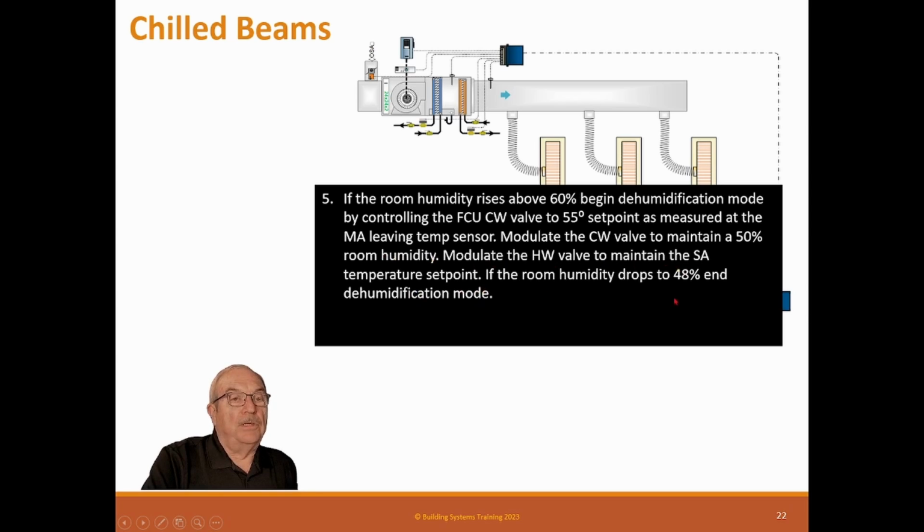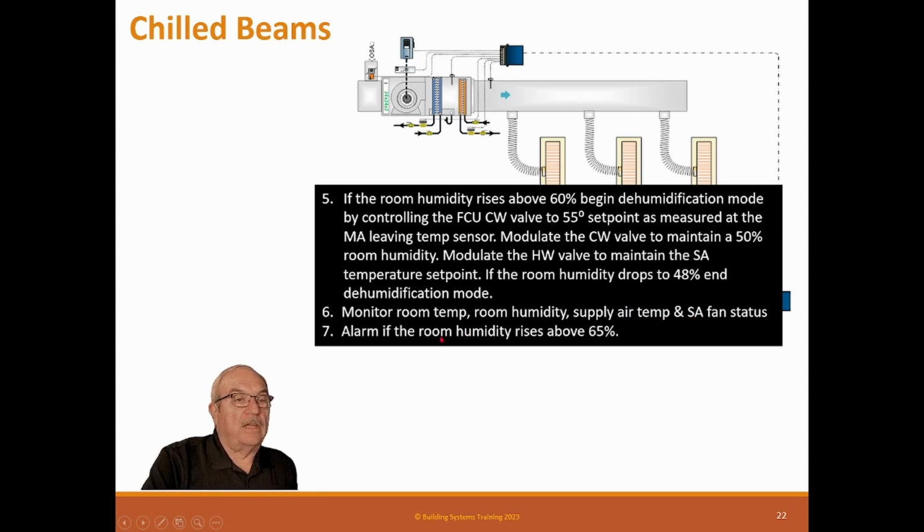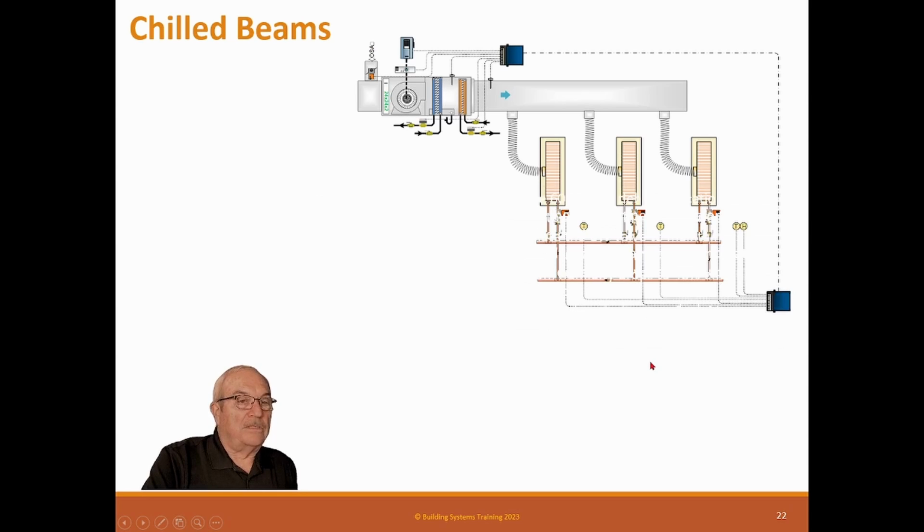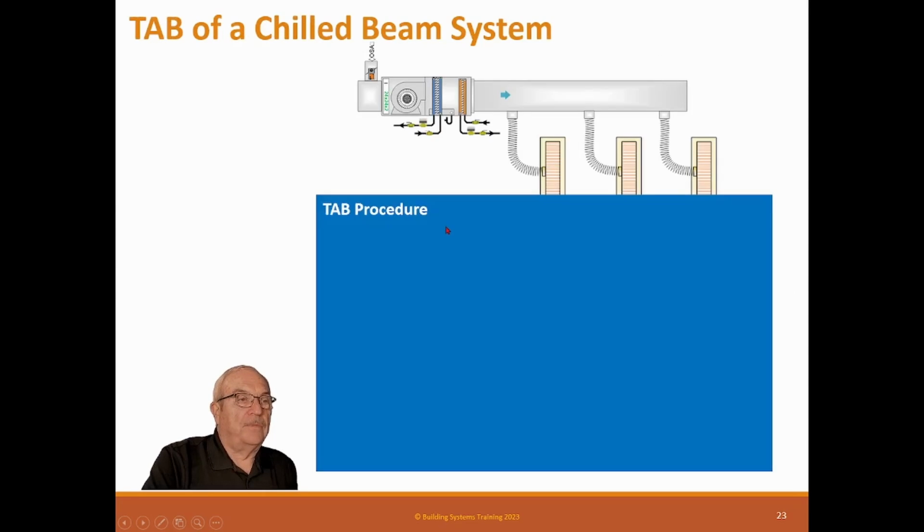Exit dehumidification mode when the room humidity drops below 48%. Monitor the room temperature, room humidity, supply air temperature, and supply air fan status. Alarm if the room humidity rises above 65%. We do not want this system to condense. So that's why it's really important to keep the room at 50% or below, and really, really important to keep this pipe temperature, the water temperature, below the dew point of the room.